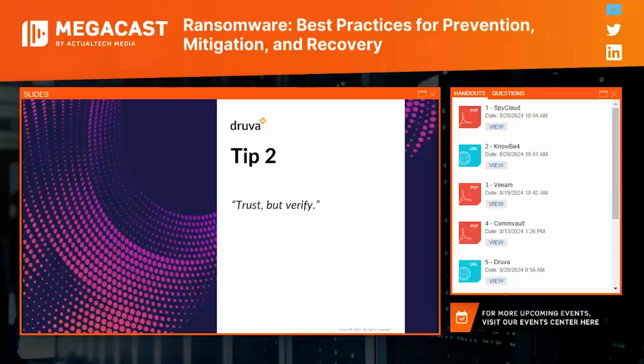Tip number 2 is trust but verify. By this, I mean to regularly test recovery systems, processes, procedures, and technologies.